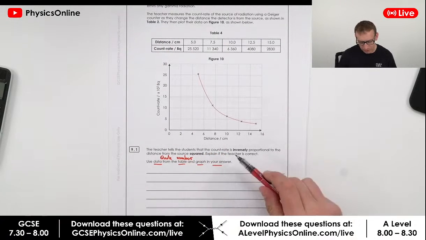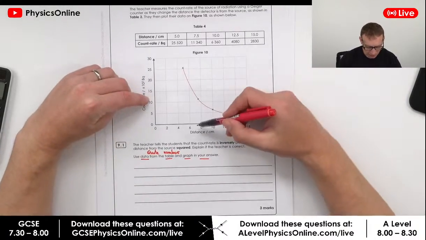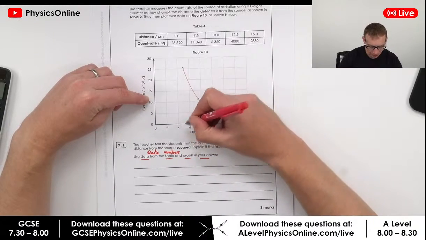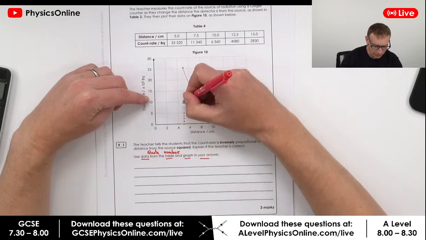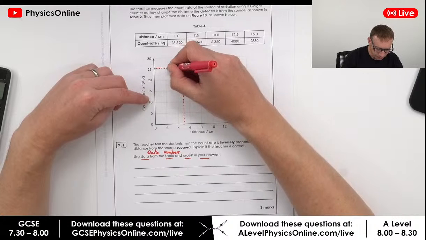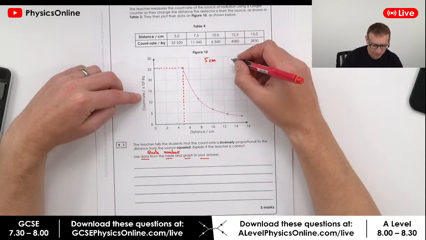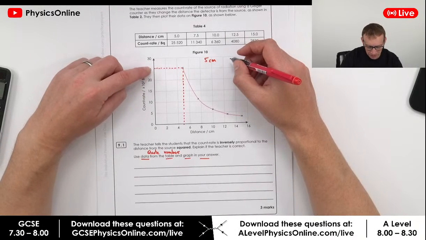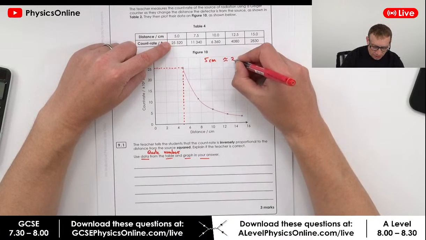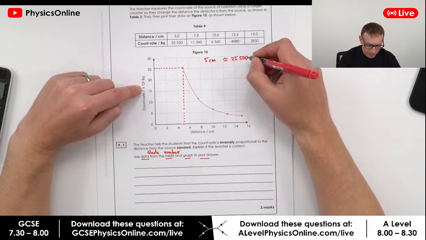Okay, is the teacher correct? Let's have a look at a distance, and we could pick any one of these, but let's have a look at maybe 5 centimetres. When you've got a distance of 5 centimetres, I'm going to go up the graph and go across, and what we can see is that the count rate is equal to about 25.5, which is also in the table, so about 25,500.